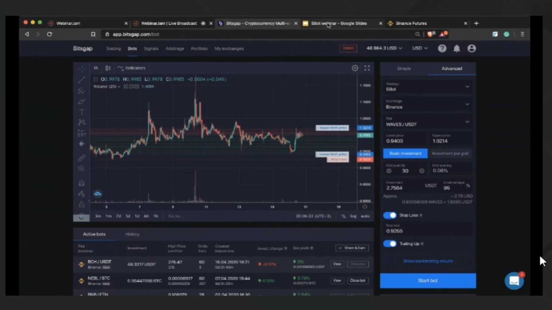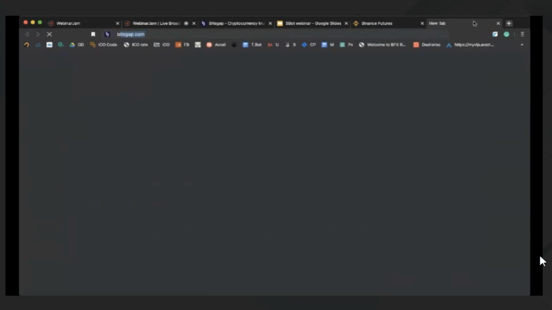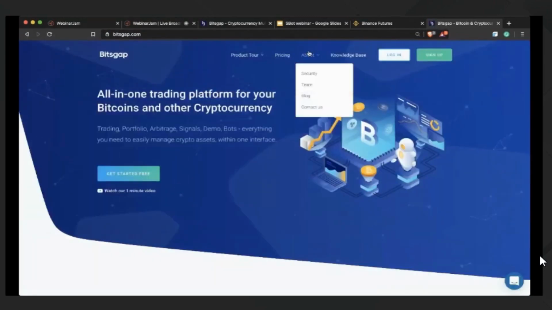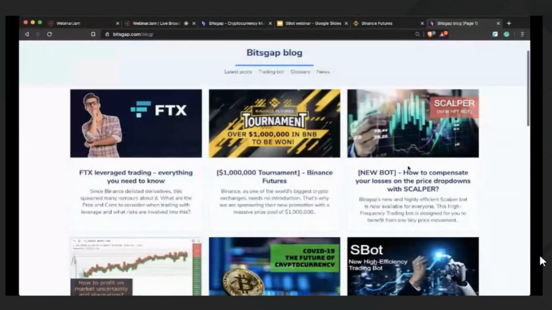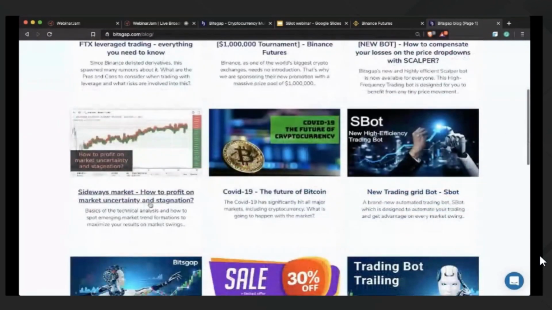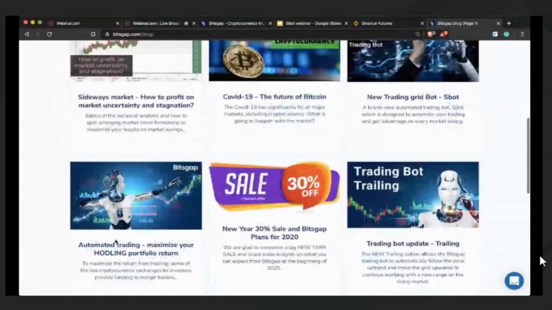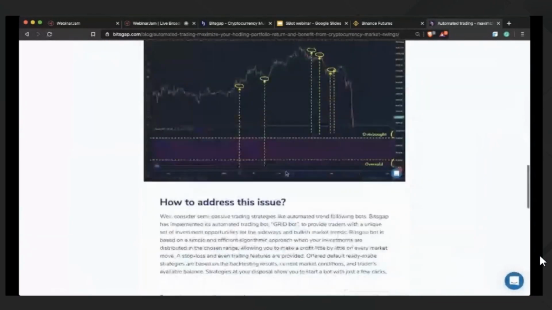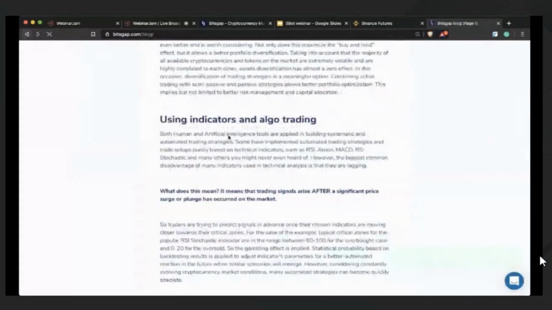Regarding the questions, is there a comprehensive tutorial? Yes. If you open bitsgap.com and go to the blog section, you can read about the Scalper bot, sideways, and how to maximize your hodling portfolio return. Here are some samples.